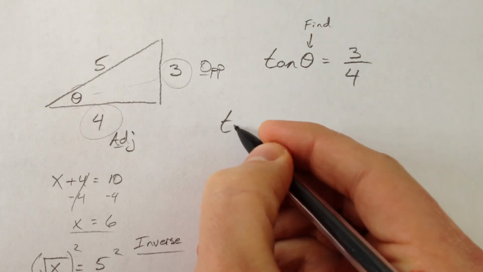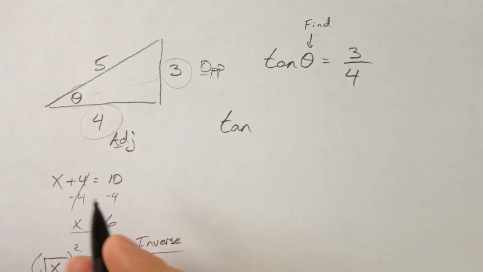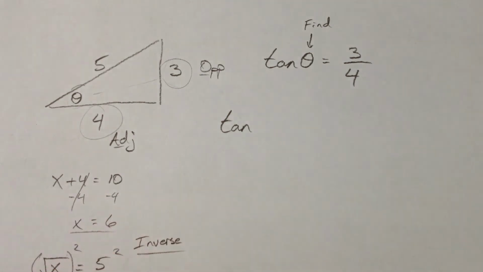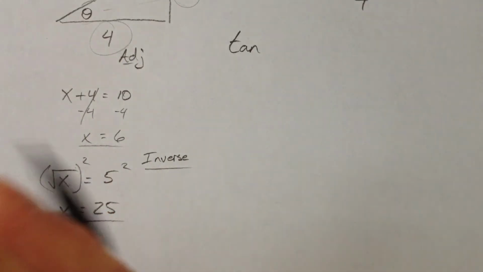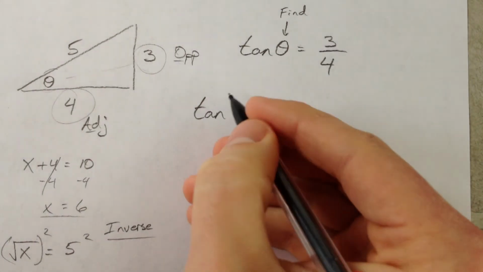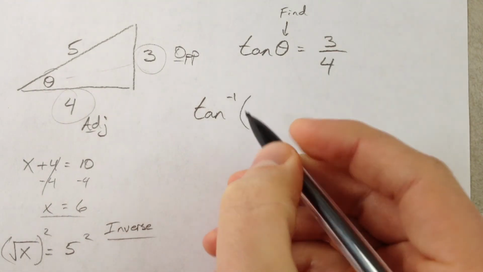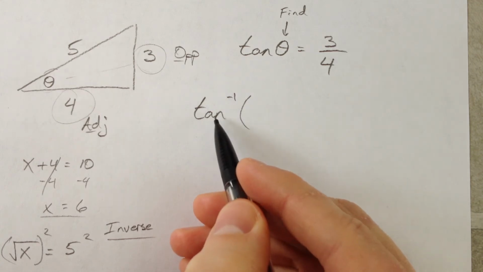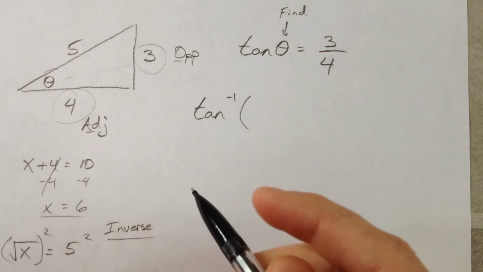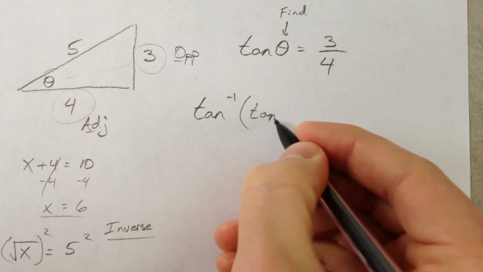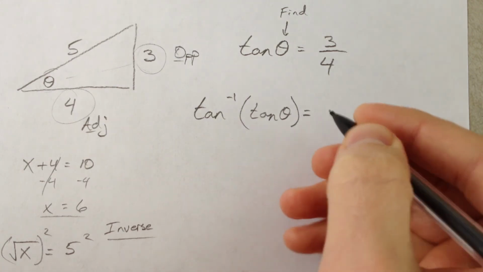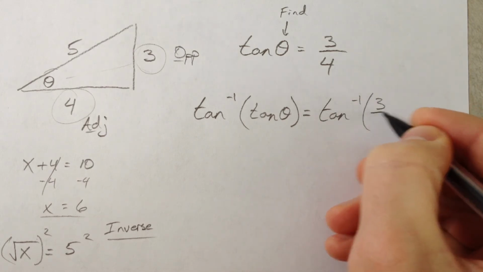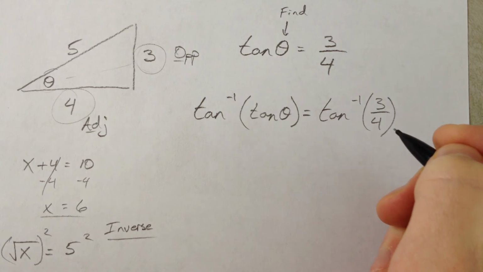And so the tangent function has an inverse operation as well. It's just not quite as special and doesn't look like a completely different thing. It's plus 4 and minus 4, that's a different operation. Square root and squared, those are opposites. But inverse tangent is just like that. Tangent to the negative 1 power, but we read it as inverse tangent. So I'm going to take the inverse tangent of both sides. Inverse tangent of the left, inverse tangent of the right.